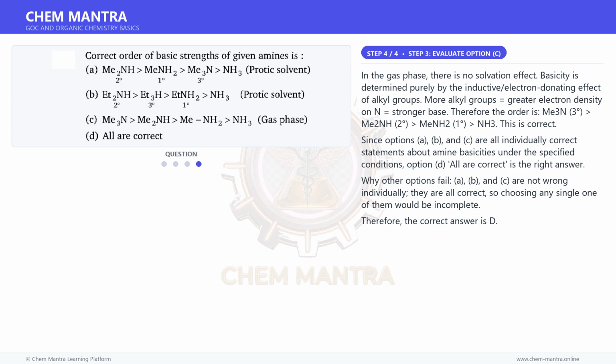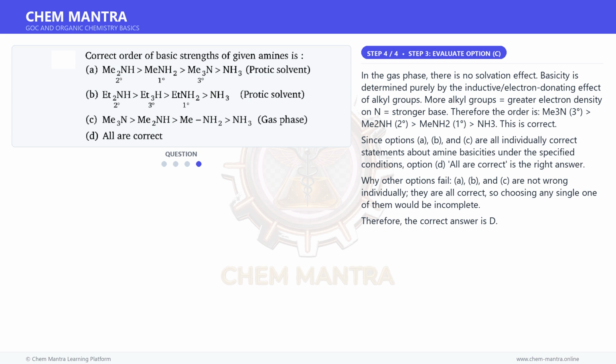And for the final step. In the gas phase, there is no solvation effect. Basicity is determined purely by the inductive electron donating effect of alkyl groups. More alkyl groups equals greater electron density on N equals stronger base. Therefore, the order is Me3N (3 degrees), Me2NH (2 degrees), MeNH2 (1 degree), NH3.